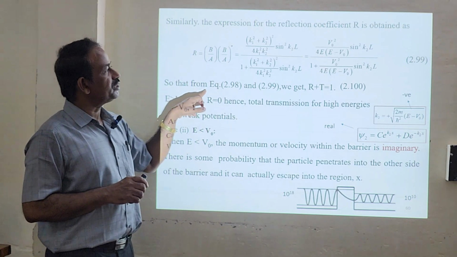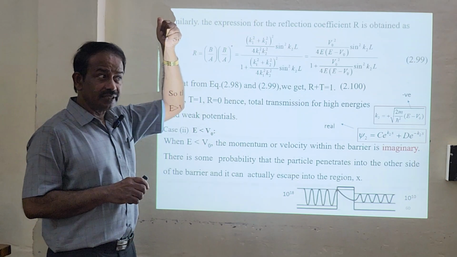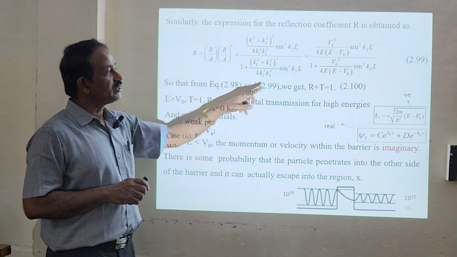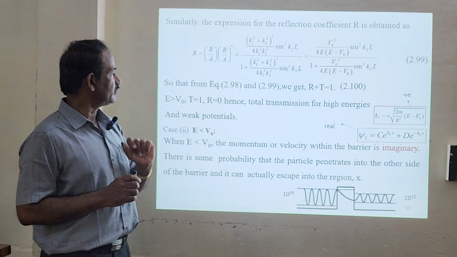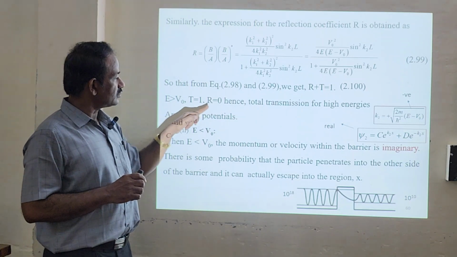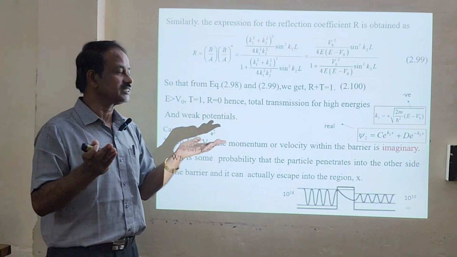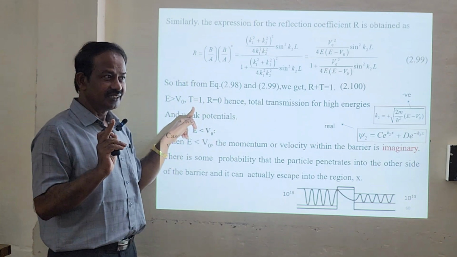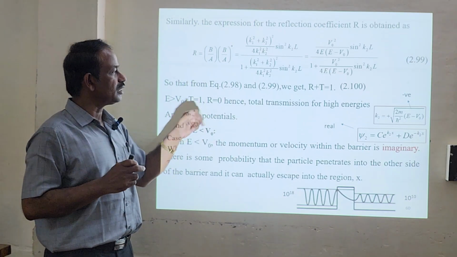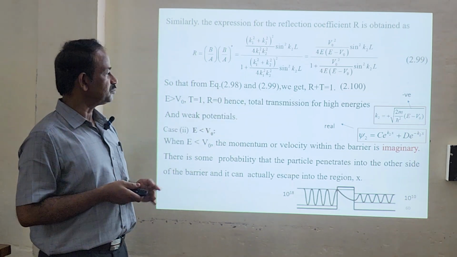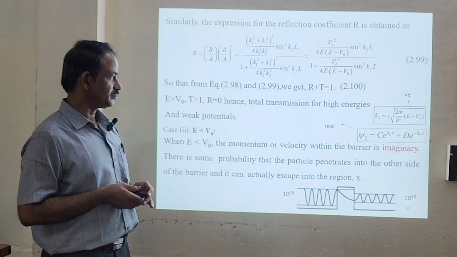From this equation and that earlier equation for T, we can get R plus T equal to 1. This condition can be satisfied if E is greater than V naught. If E is greater than V naught, there will be no reflection; T alone will exist classically. So T equals 1, R equals 0. There will be total transmission for high energies and weak potentials.